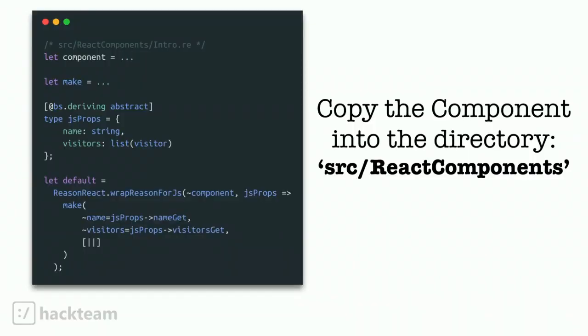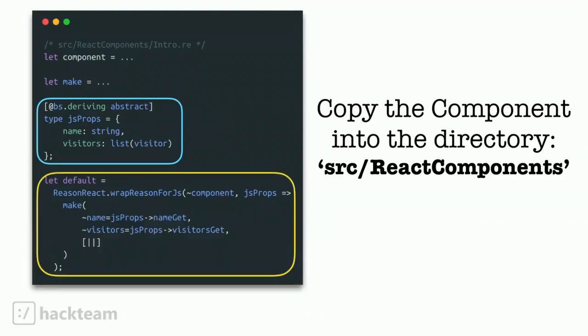You can see the error with the name get. It's actually something that comes from the bs.deriving abstract, and this makes sure that we won't get any malicious data from the JavaScript application into our Reason component. So as you can see, that's the first part where we really define the type for our JS props, and then we're going to export them here.